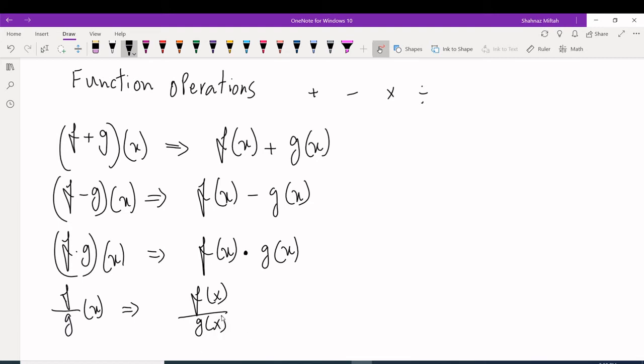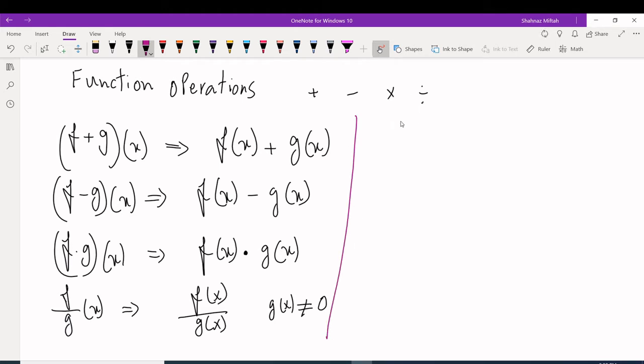And make sure there is a restriction for the division one. g of x is not supposed to be equal to 0, because if this is 0, then it's undefined. It makes the whole function undefined, so it's not okay. So these are the rules that we follow. Now I'm going to show you the examples for it. So we're going to do examples here.